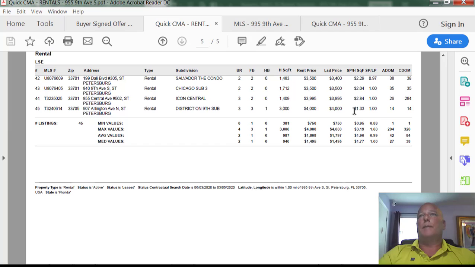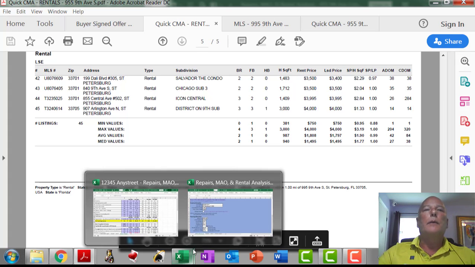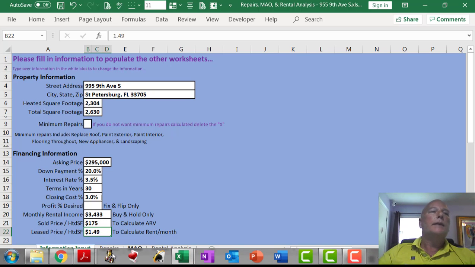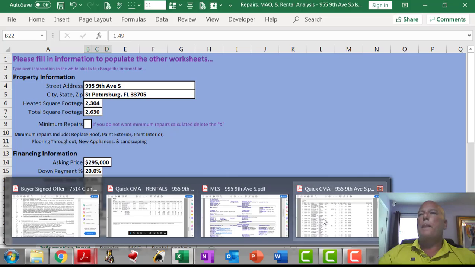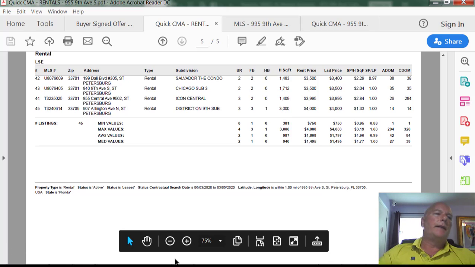It's not a sale price, but I don't know why they can't put an LSD other than maybe they don't have enough letters in there. But anyway, 177 per heated square foot. So I'm going to go back down. I have to look over my computer to get to it. And what's that number again? Rentals. 177. Sorry.